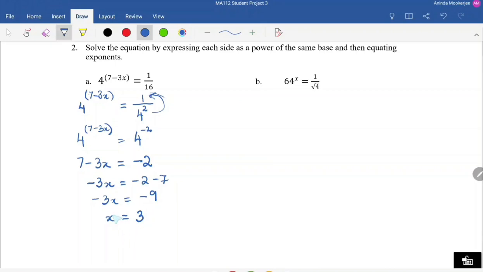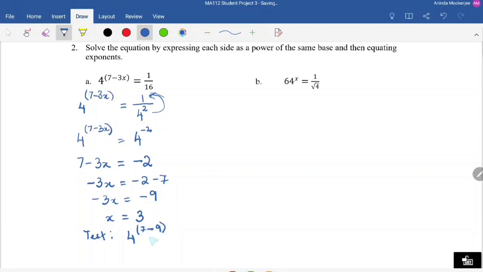So we got a solution of 3, but I just want to go back and do a test to see if 3 works for this equation. So I'm going to go back to the original equation, plug in 3 where there's an x, and see if both sides are equal or not. So let's do the test. All right. So 4 raised to the power 7 minus 3 times 3, which is 9, correct?